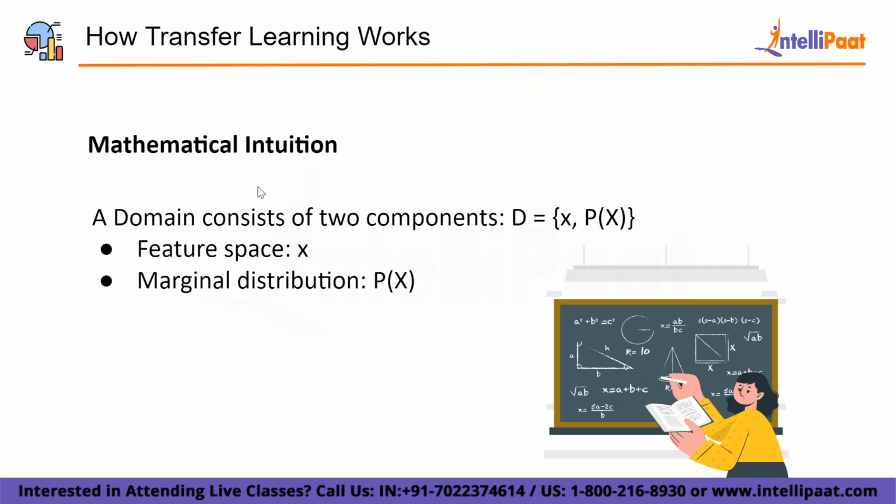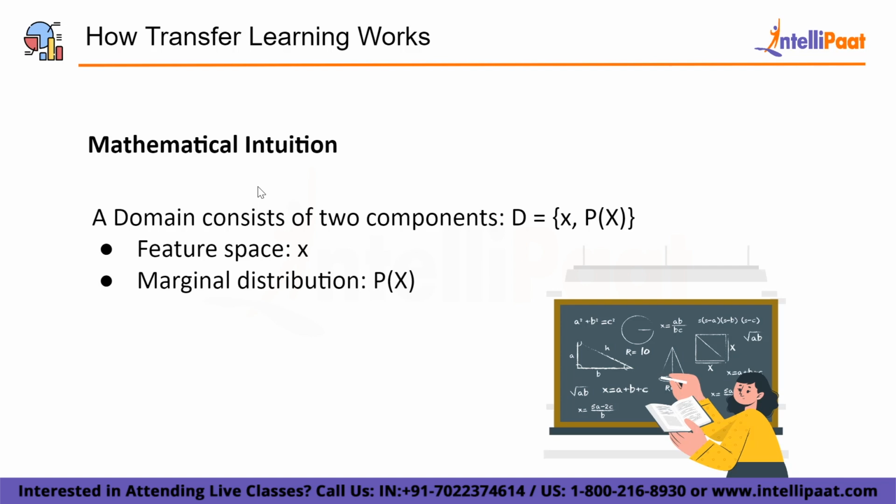Let's have a look at mathematical intuition. Now we have a domain D consisting of elements X and their marginal distribution is P(X). Now the feature space refers to the space or set where the input data or the features exist. It represents the characteristics, attributes, or variables that define the data points. For instance, in image processing, the pixels of an image could be features, and in natural language processing, words or embeddings could be considered features.